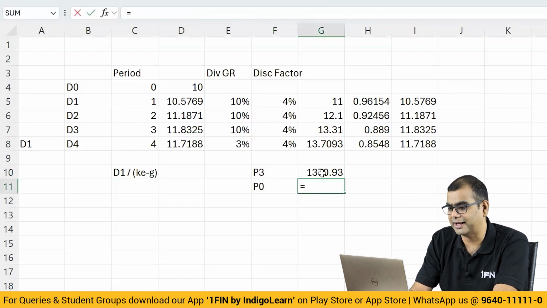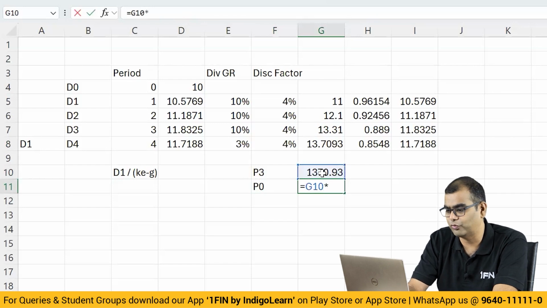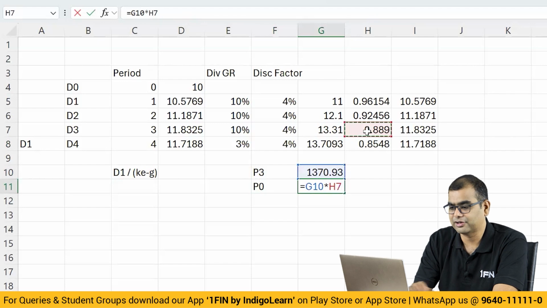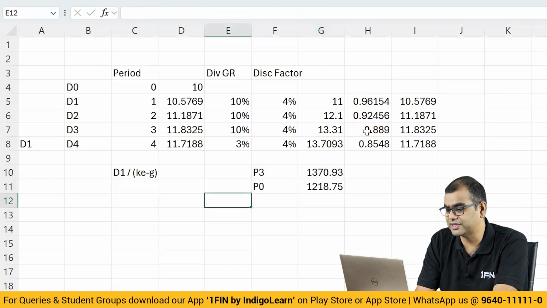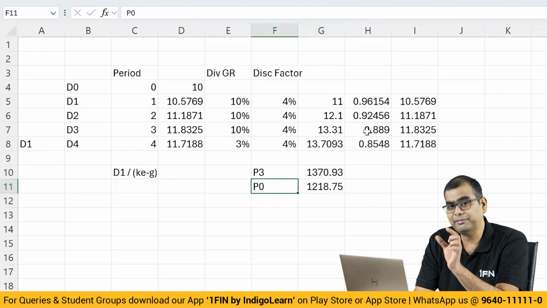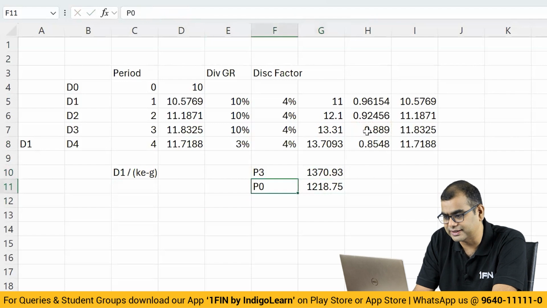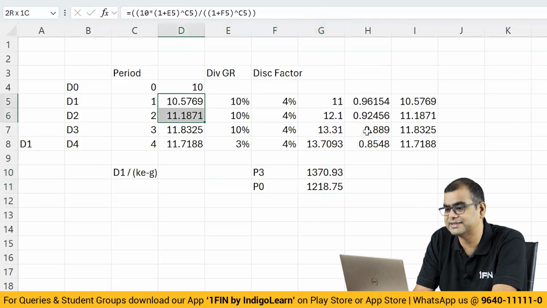You simply multiply your third year price with the third year present value factor, right? So you get the terminal value component of P0. So you are bringing forward this 1370 to here. Is this the price? No. We also have to add these three cash flows.